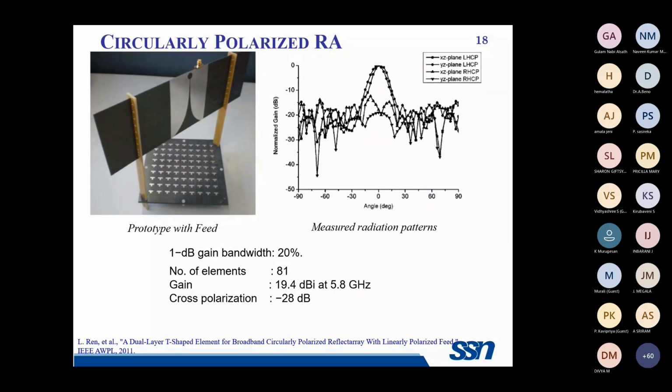So this will convert the linearly polarized wave from the feed into a circularly polarized wave, and they've achieved a bandwidth of 20% and gain of 19.4 dBi with just 81 elements. You have to take care of this one. Just with 81 elements, they've achieved 19.4 dBi out of this reflector array.